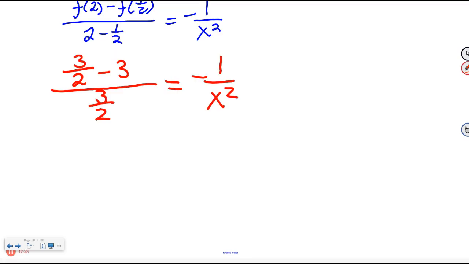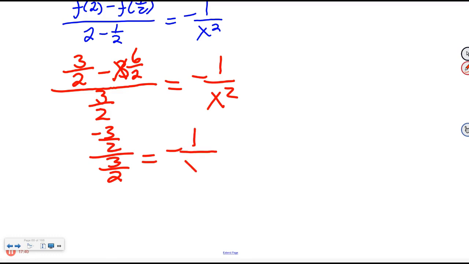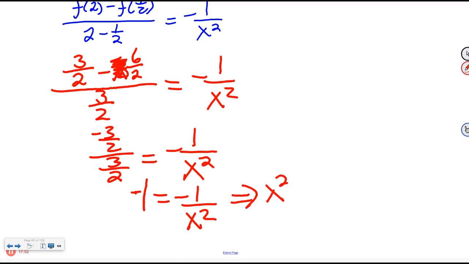So on this one, when I do 3/2 minus 3, I'm going to disguise that as 6/2. I actually get -3/2 on the top over 3/2 on the bottom. Just doing some fraction work here. That's a -1. In order for -1 to equal -1 over x squared, that would imply that x squared would have to equal 1, which in turn would imply that x would have to be plus or minus 1.